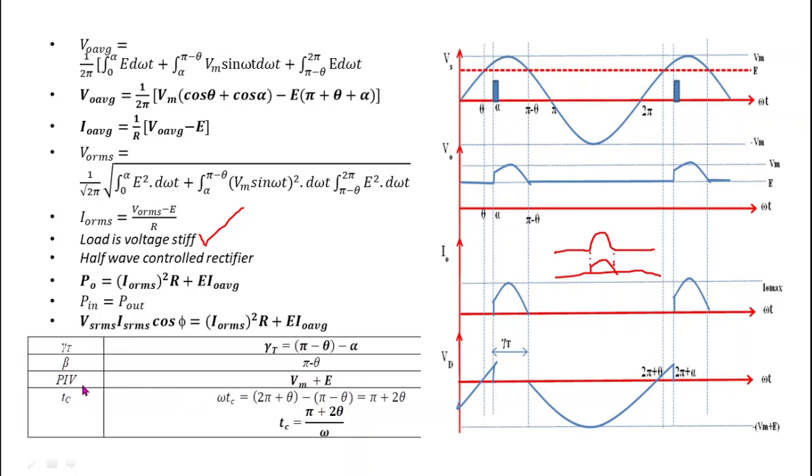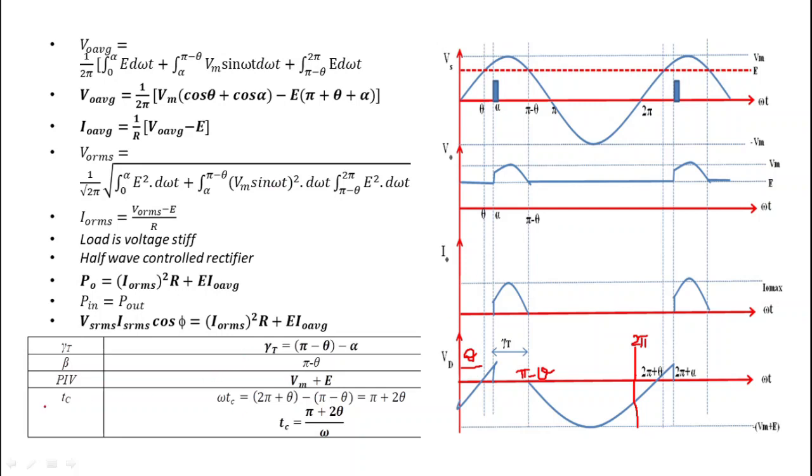What is the peak inverse voltage? As I already told you, the maximum reverse voltage we get across the thyristor is minus (Vm plus E). So the maximum reverse voltage is Vm plus E, and that's why the peak inverse voltage is equal to Vm plus E. We have not included the negative sign here because the term peak inverse voltage itself includes this negative sign.